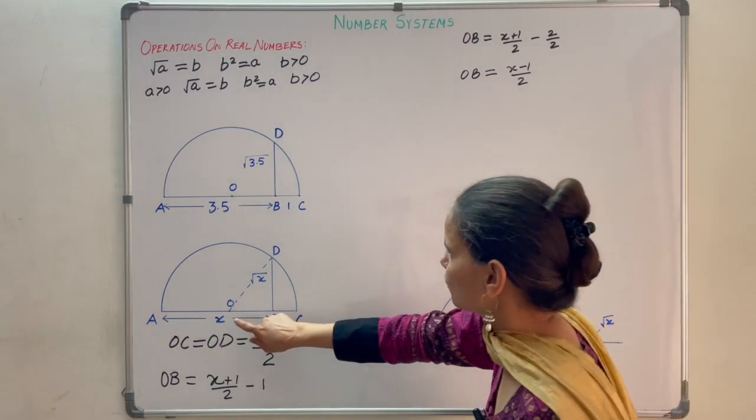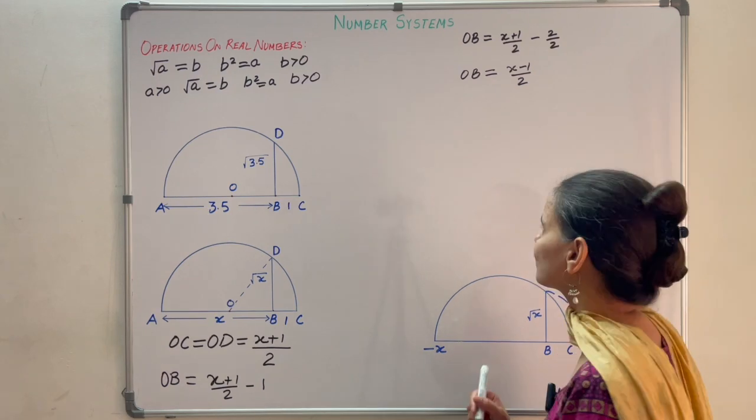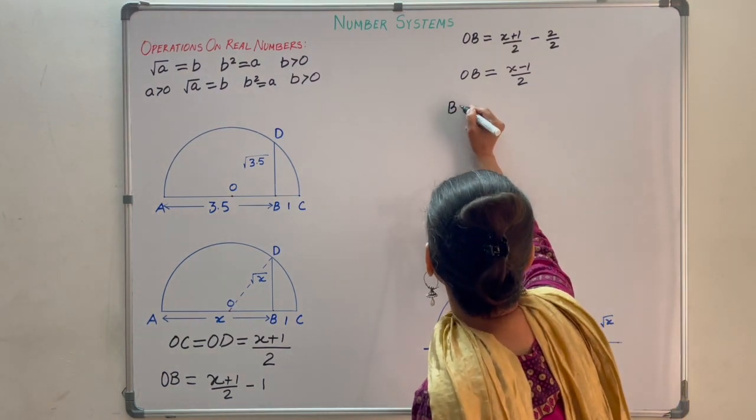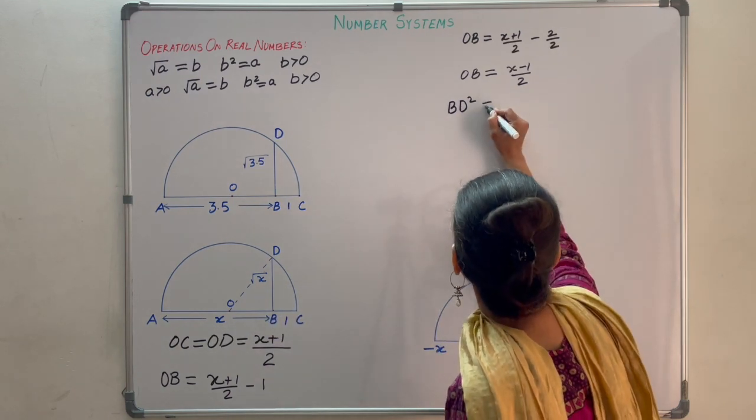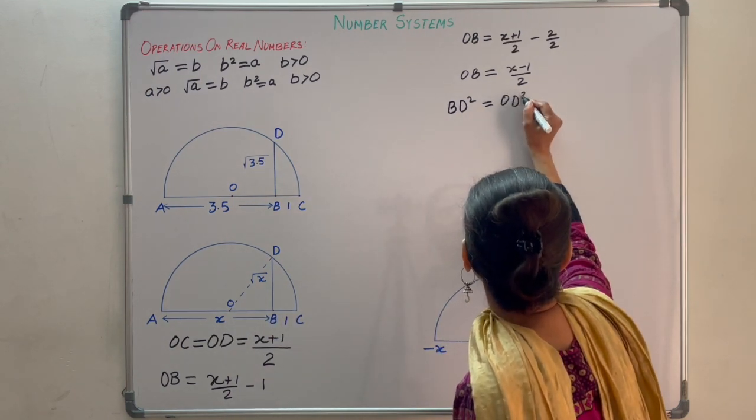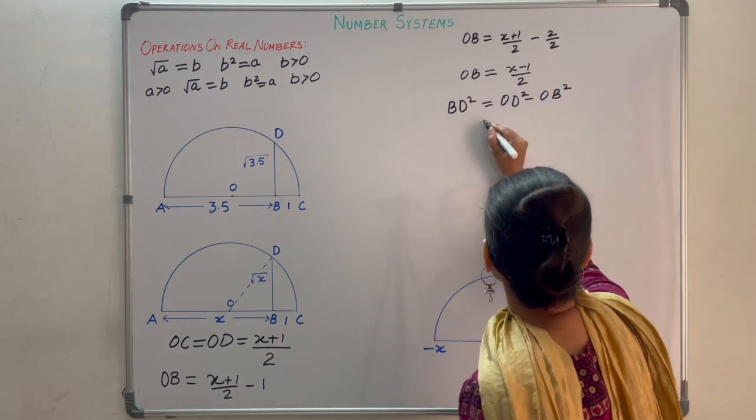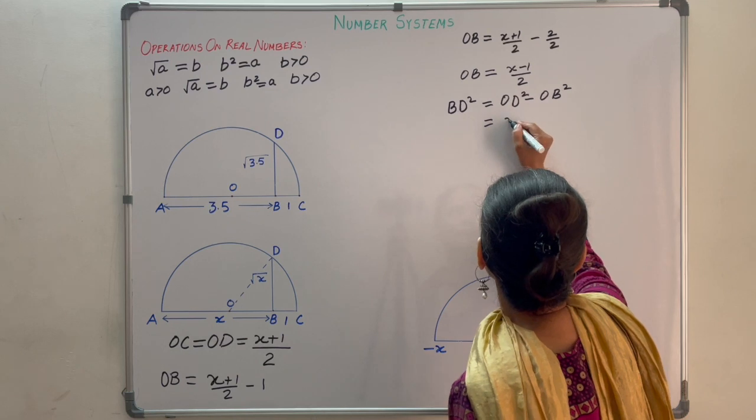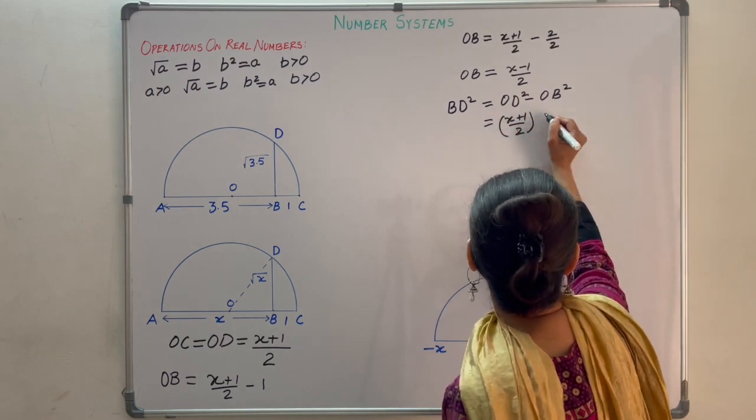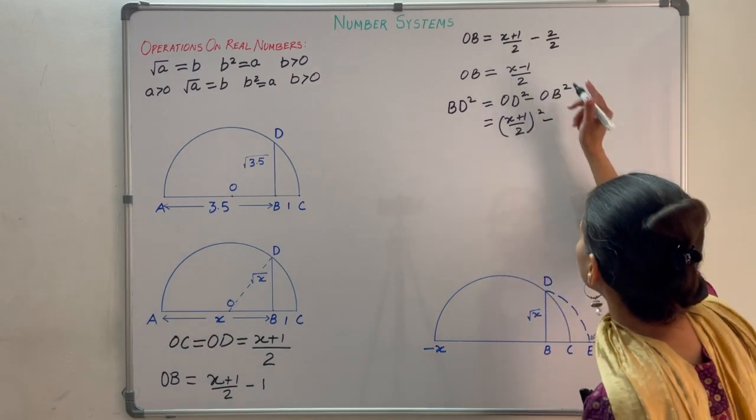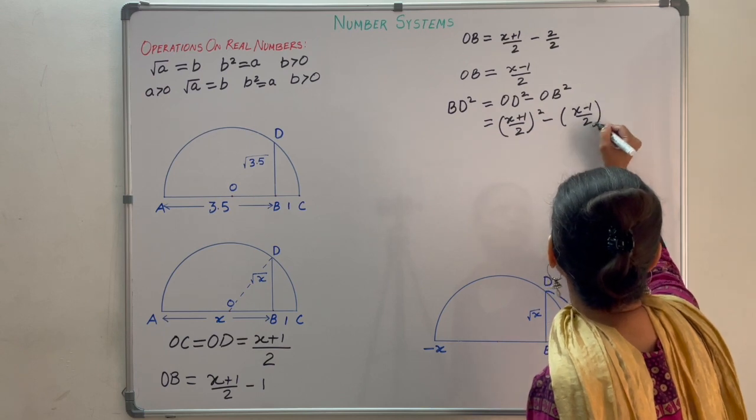So we got these two now, OD and OB. Now let us find out BD using the Pythagoras theorem. So using the Pythagoras theorem, BD square is equal to OD square minus OB square. And how much is OD square? OD square is x plus 1 upon 2 whole square, minus OB you got as x minus 1 upon 2 whole square.